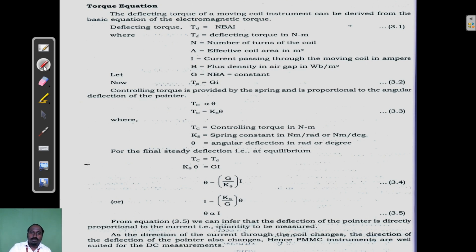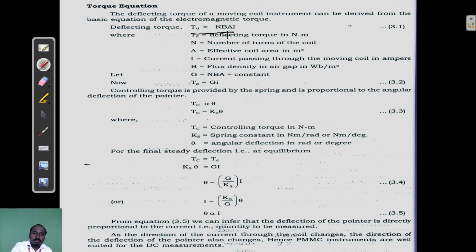So the torque equation: you can see the first one is the equation for deflecting torque. We need to derive the deflecting torque equation. The deflecting torque Td is equal to NBA into I, where N stands for number of turns of the coil, B stands for flux density in the air gap in Weber per meter square, A stands for effective coil area in meter square, and I stands for current passing through the moving coil in ampere.